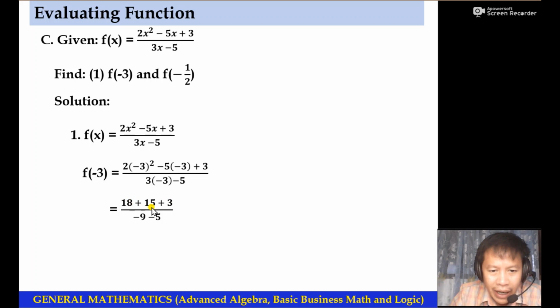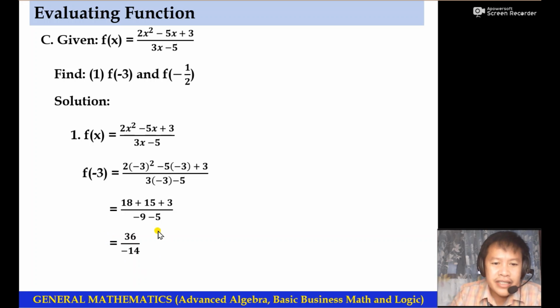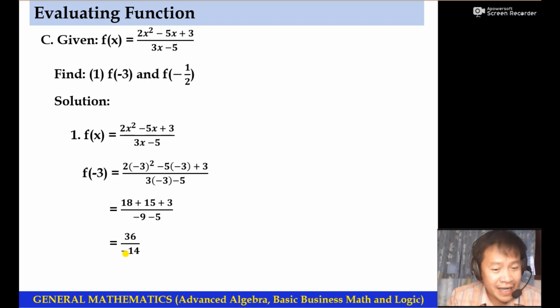Okay, you are going to add all of these three integers because they have the same sign. 18 plus 15 plus 3, that is 18 plus 18 because 15 plus 3 is 18. 18 plus 18 is 36. Therefore, our answer is positive 36 over negative 14. Take note, you are going to reduce this to lowest terms. Take note, I will not accept an answer not reduced to lowest terms if it is rational.